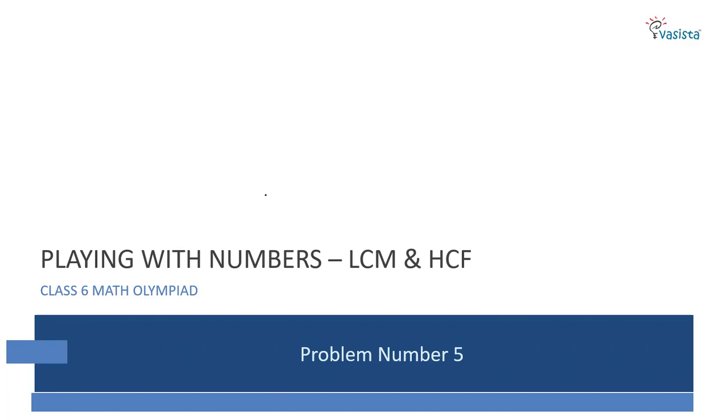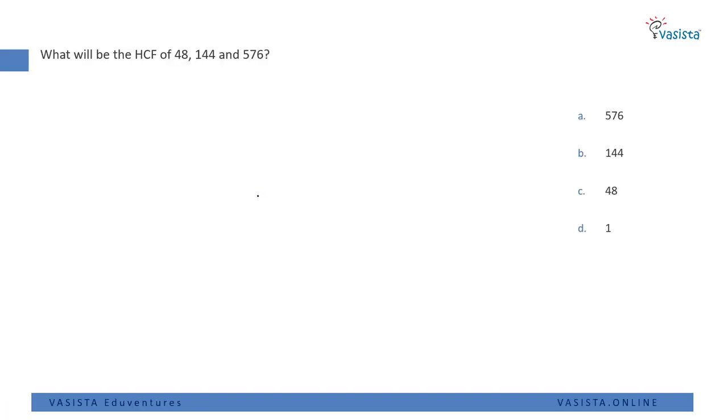Let us check out the fifth problem. Here, what will be the HCF of 48, 144 and 576? HCF is nothing but highest common factor. There are two ways you can do it. One is the prime factorization method. Let me find that using the prime factorization method, and the second one is the division method.